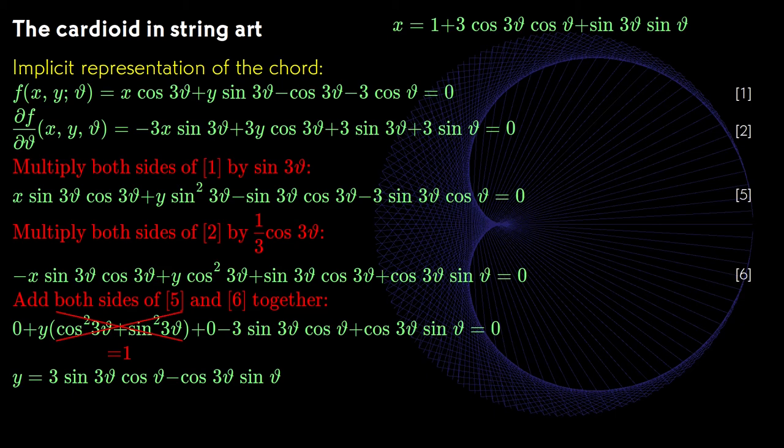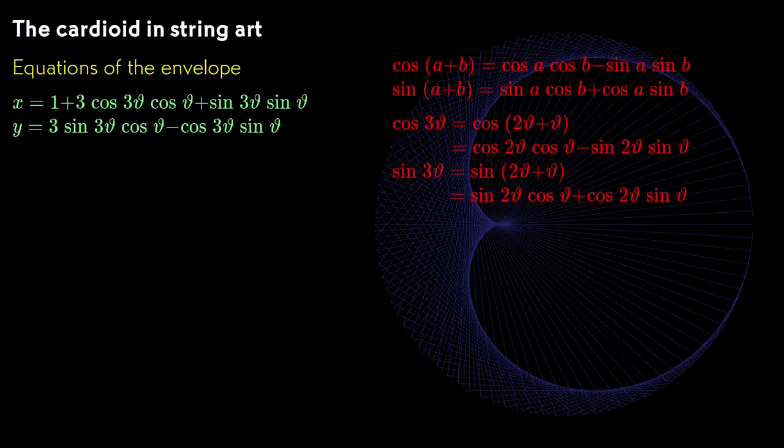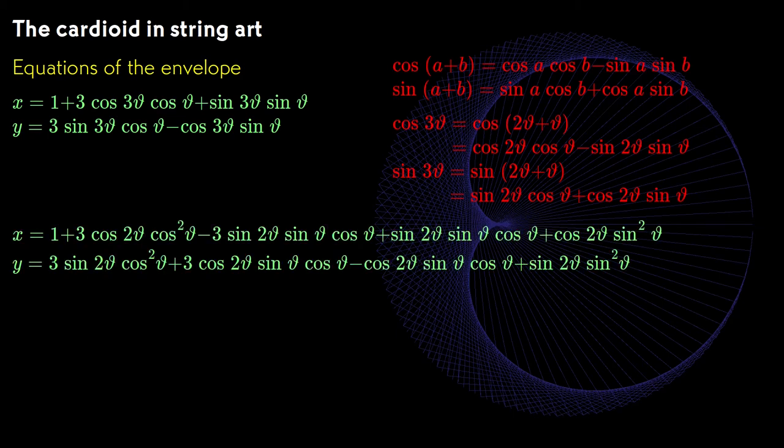Let's tidy up and keep just the equations of the envelope. We'll start by using the angle sum formulas to reduce to single and double angles. We'll use the expansions on the right. Wow, what a mess! But if we collect the terms involving sine 2 theta and cos 2 theta, we'll start to see some opportunities to simplify.